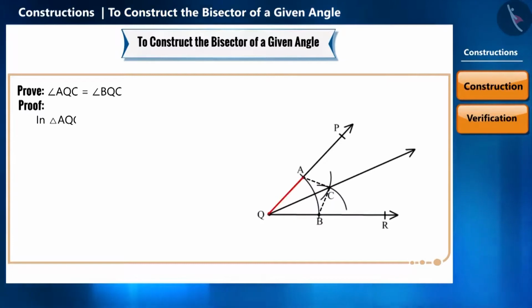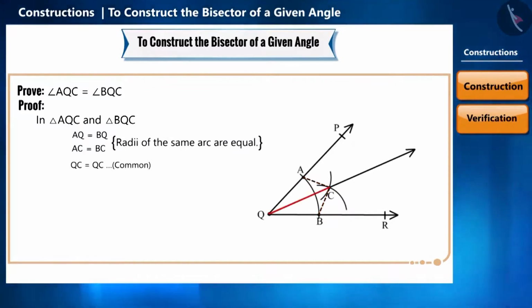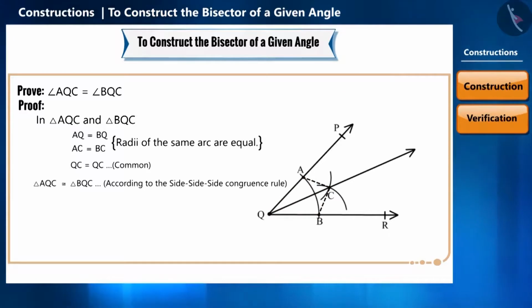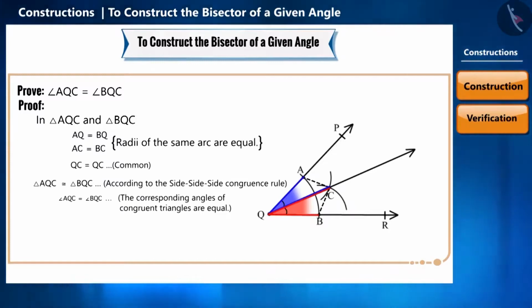Let's start. First of all, AQ is equal to BQ because they are the radii of the same arc. AC is equal to BC because they are the radii of the same arc. And QC is the common side. Therefore, triangle AQC and triangle BQC are congruent by the SSS, Side Side Side congruence rule. And now we can say that angle AQC is equal to angle BQC because the corresponding angles of congruent triangles are equal. So friends, not only did we construct an angle bisector, but we also proved that the construction is mathematically correct.